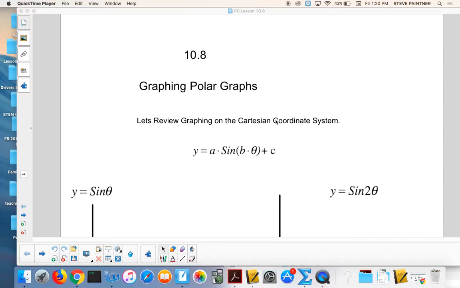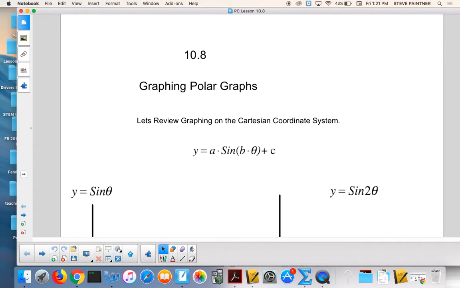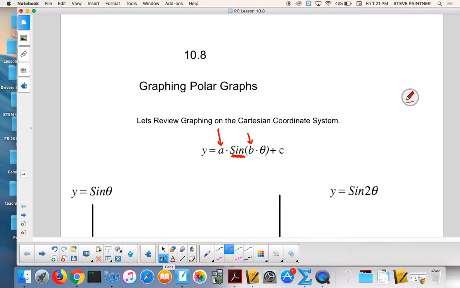All right, but you probably forgot how to graph on the XY coordinate system. Maybe you did, maybe you didn't. Let's look. Okay, this is it. I only want to look at one function. It's the sine function, because cosine is so much the same. There are things that can happen to your sine function. All three of these things can happen.